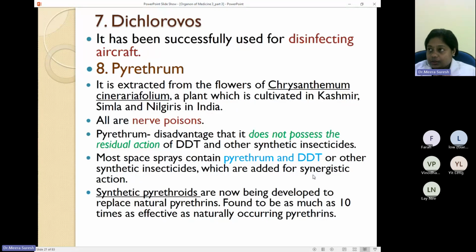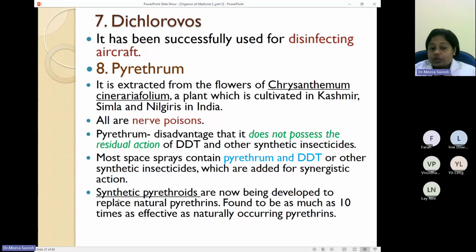So, because of the benefit, in case of pyrethrum, as I told you, there will be immediate killing. In case of DDT, there is no immediate killing. It only takes place after a few hours or within a few hours. But in case of pyrethrum there is no residual action, and in case of DDT there is a long residual action. So they are complementing each other. So in space sprays, they use a combination of pyrethrum and DDT so that we get a synergistic action.